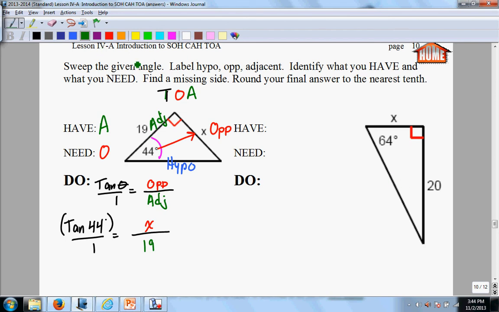Over here, we sweep our angle, and now we label opposite over adjacent. This is opposite. This would be the adjacent. And the right angle points to the hypo. So here we have the opposite side, and we want the adjacent side. We have an OA combo. So you can see it's an OA combination.